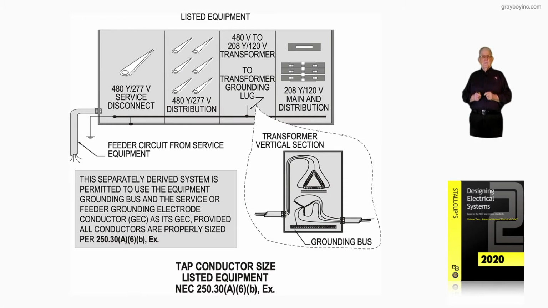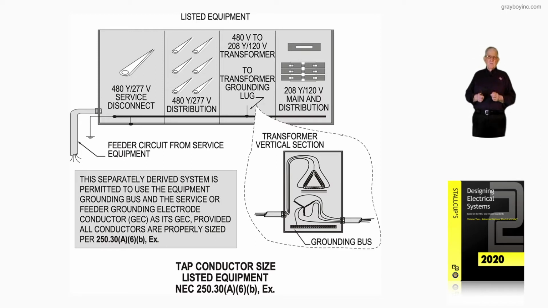Now this illustration deals with the tap conductor size and listed equipment in accordance with NEC 250.30(A)(6)(b) exception. Now this was really a problem until Panel 5 straightened this out.